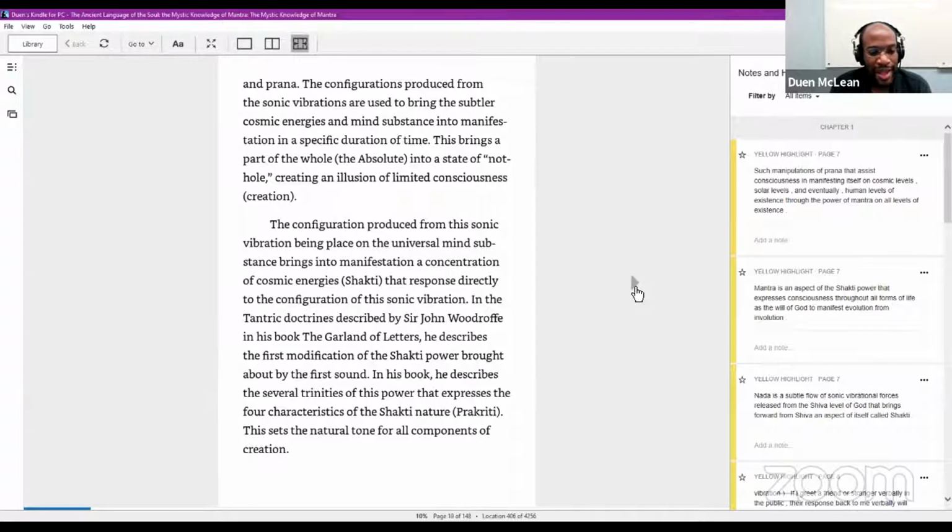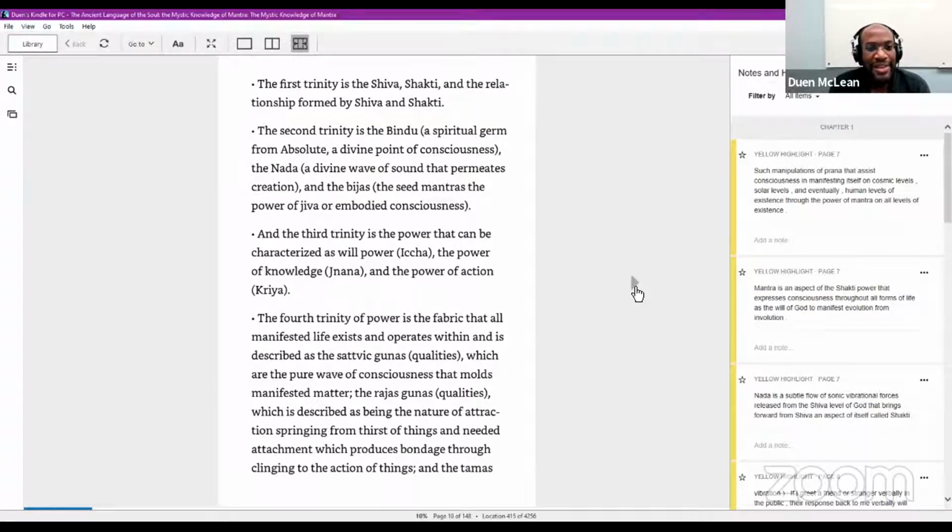This sets the natural tone for all components of creation. The first trinity is the Shiva, Shakti, and the relationship formed by Shiva and Shakti. The second trinity is the Bindu, a spiritual germ from the Absolute, a divine point of consciousness. The Nada, a divine wave of sound that permeates all creation. And the Bijas, the seed mantras, the power of Jiva, or embodied consciousness.